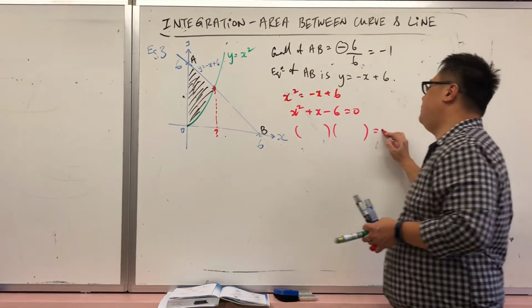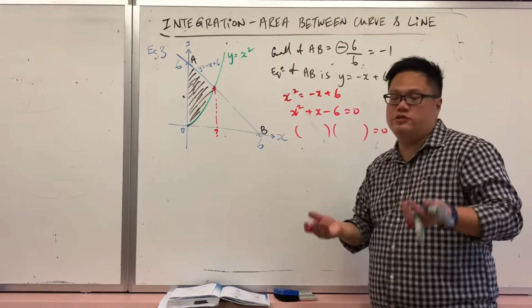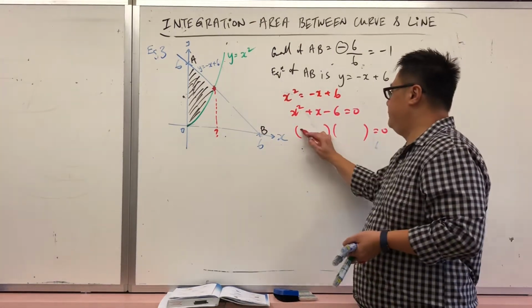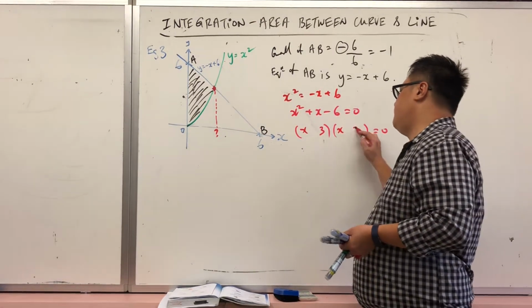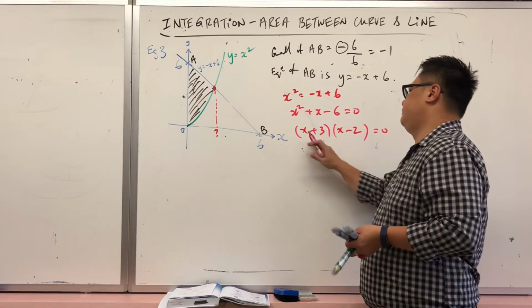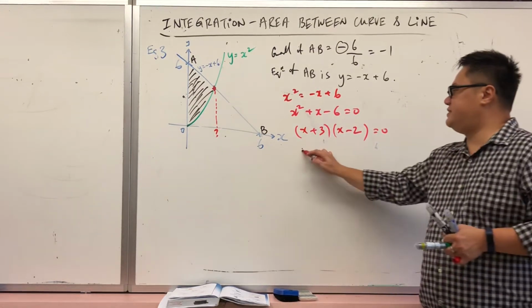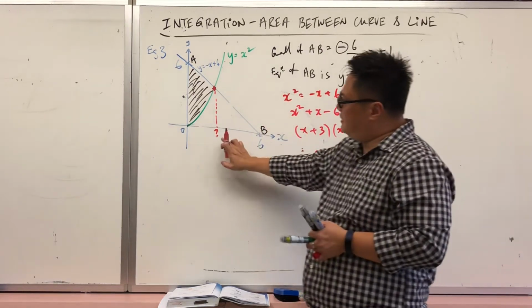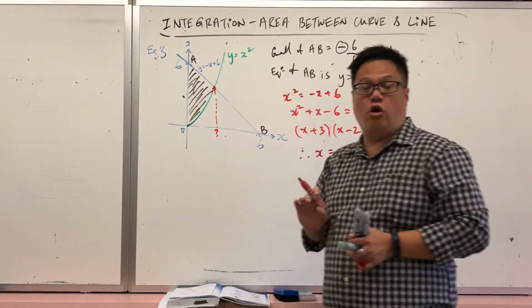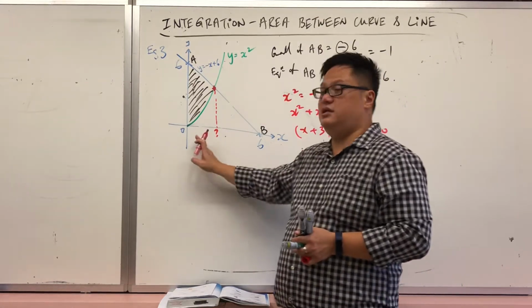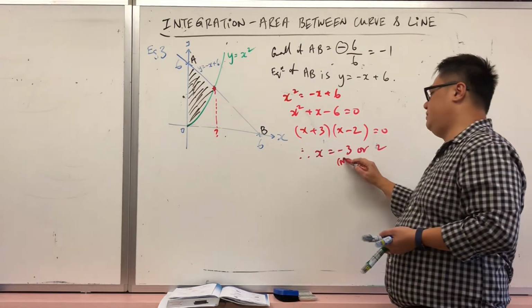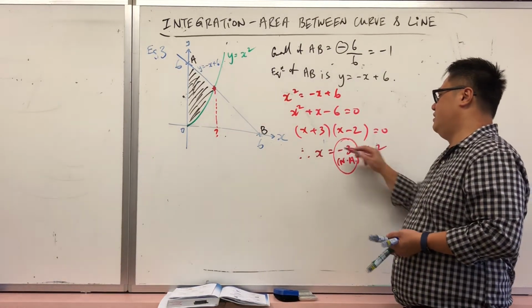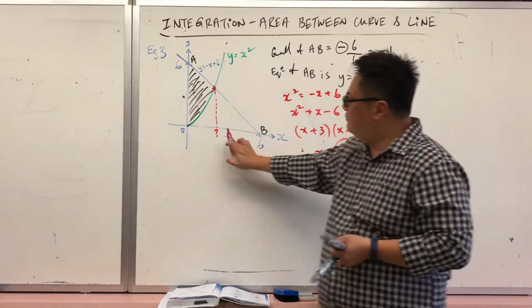Easily factorizable. What if it cannot be factorized? Always resort to your formula method. So this is (x + 3)(x - 2). Done. So I know x is equal to negative 3 or 2. In this case, since it's on the right hand side of the origin, it cannot be negative 3. So it must be 2. So this value here is 2.